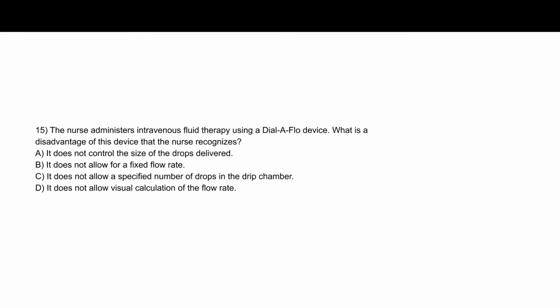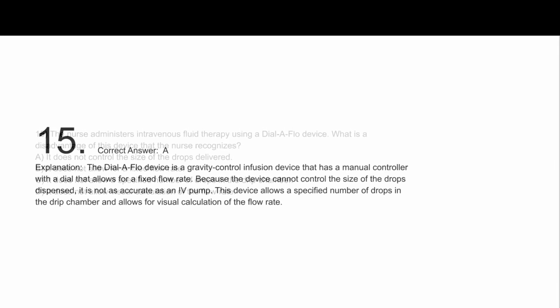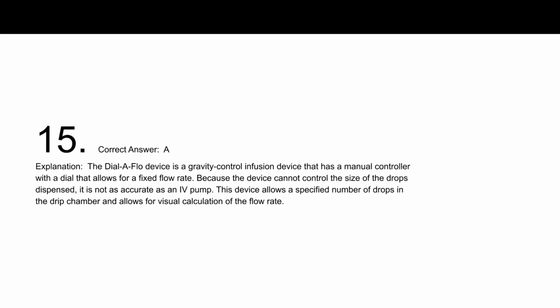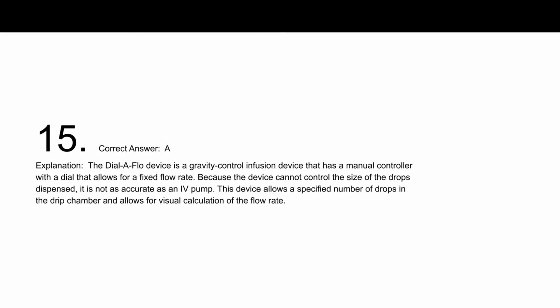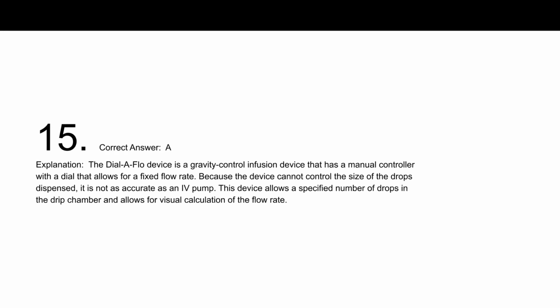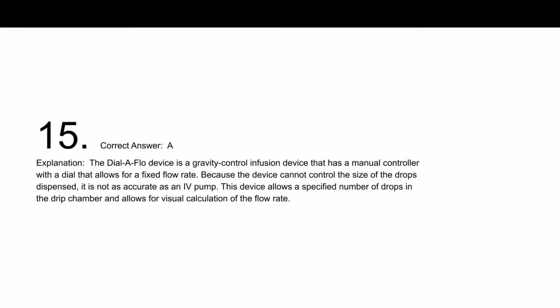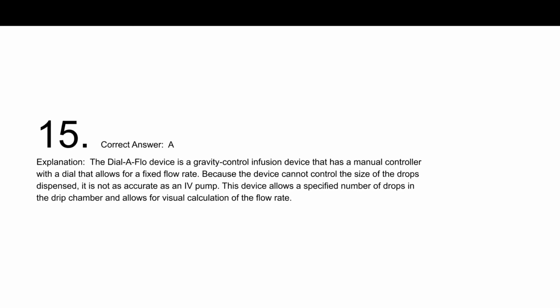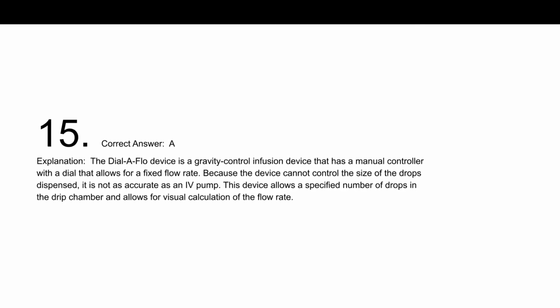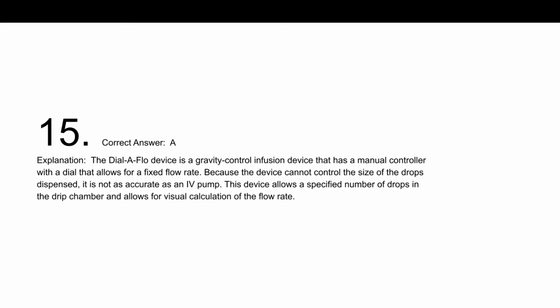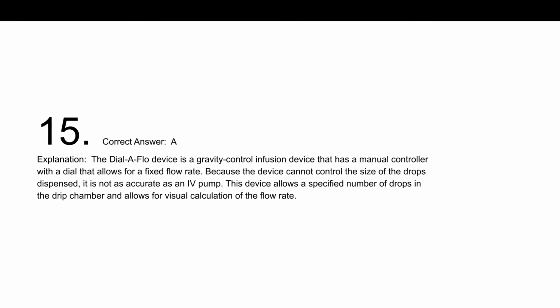Correct answer, A. Explanation. The Dial-A-Flo device is a gravity-controlled infusion device that has a manual controller with a dial that allows for a fixed flow rate. Because the device cannot control the size of the drops dispensed, it is not as accurate as an IV pump. This device allows a specified number of drops in the drip chamber and allows for visual calculation of the flow rate.